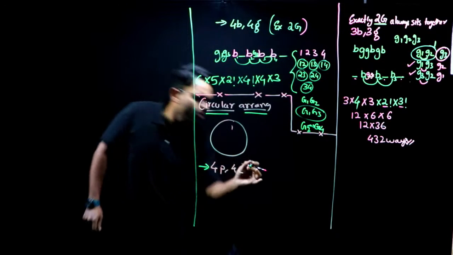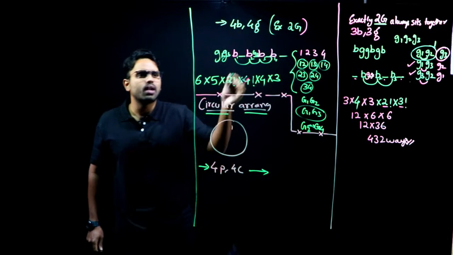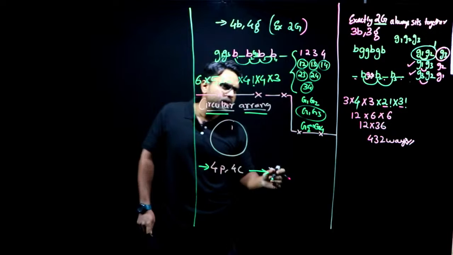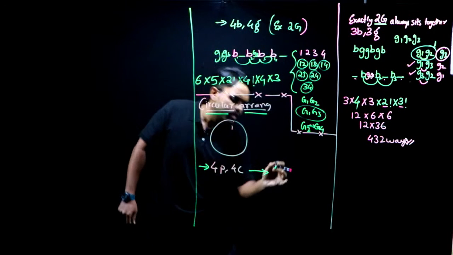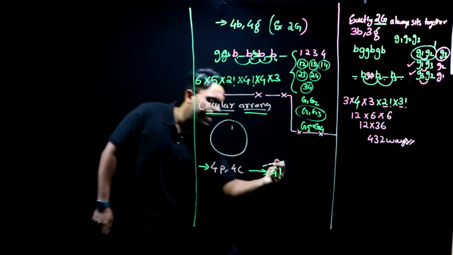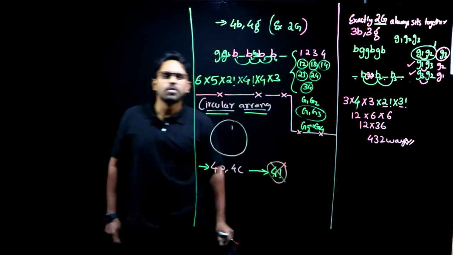Now, if I ask you to answer, many of you would have already answered. What will your answer be? Let me guess. Your answer will be 4 factorial, which is exactly wrong. Why is it wrong?